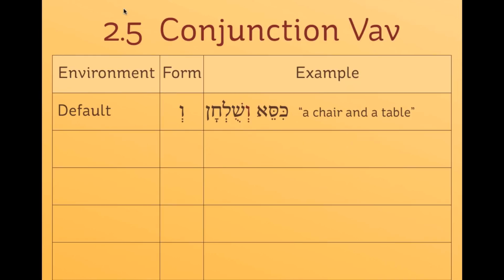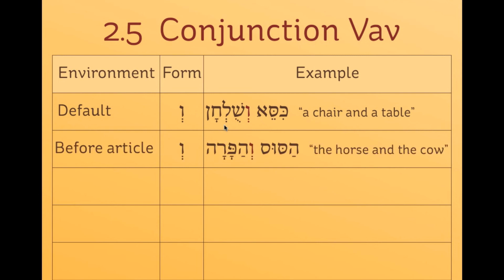Vav, the default form to write this as a conjunction is here, ve. It's written as a prefix to the following word, and it corresponds most closely in meaning to the English word and. So here, kisei ve shulchan means a chair and a table. It's written this way also before the article. So the horse and the cow, ha-sus ve ha-pagra.